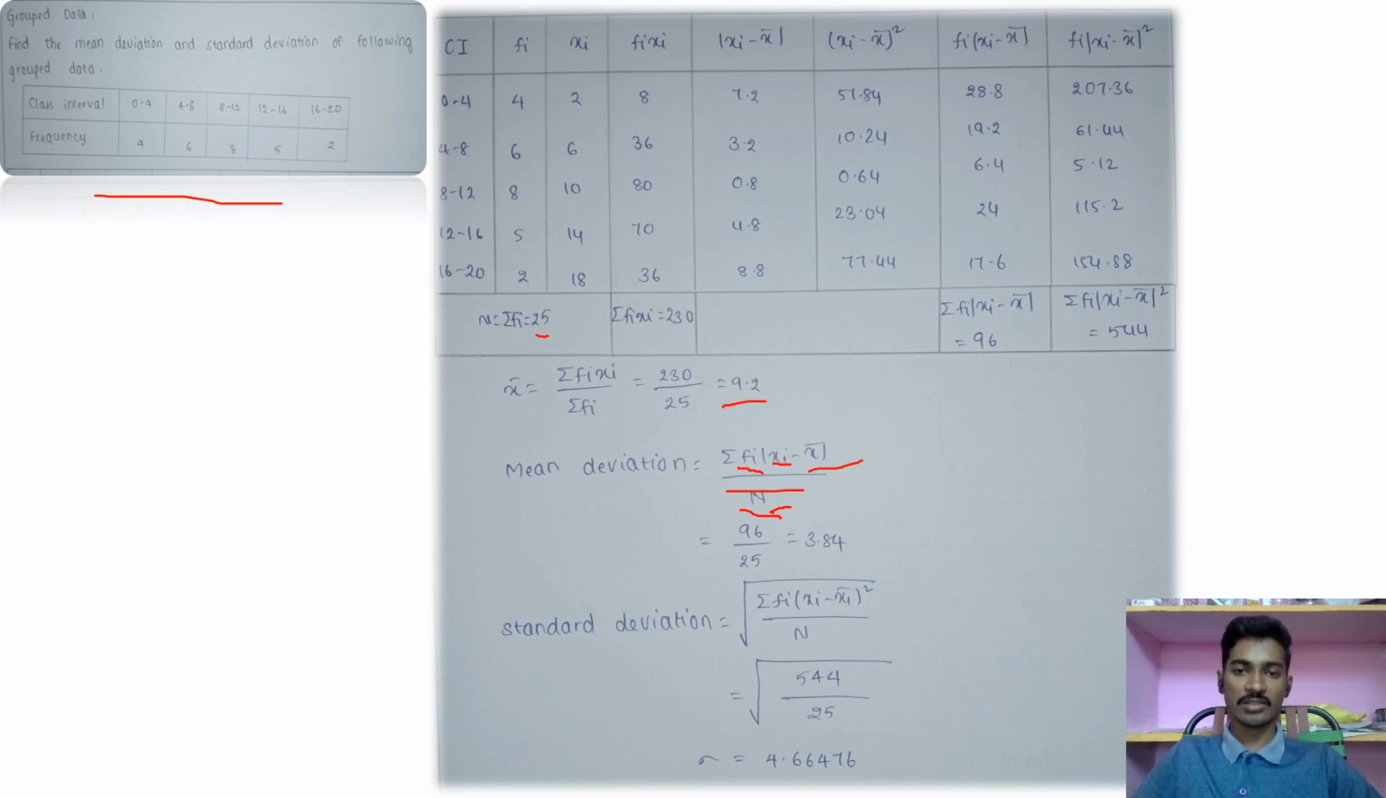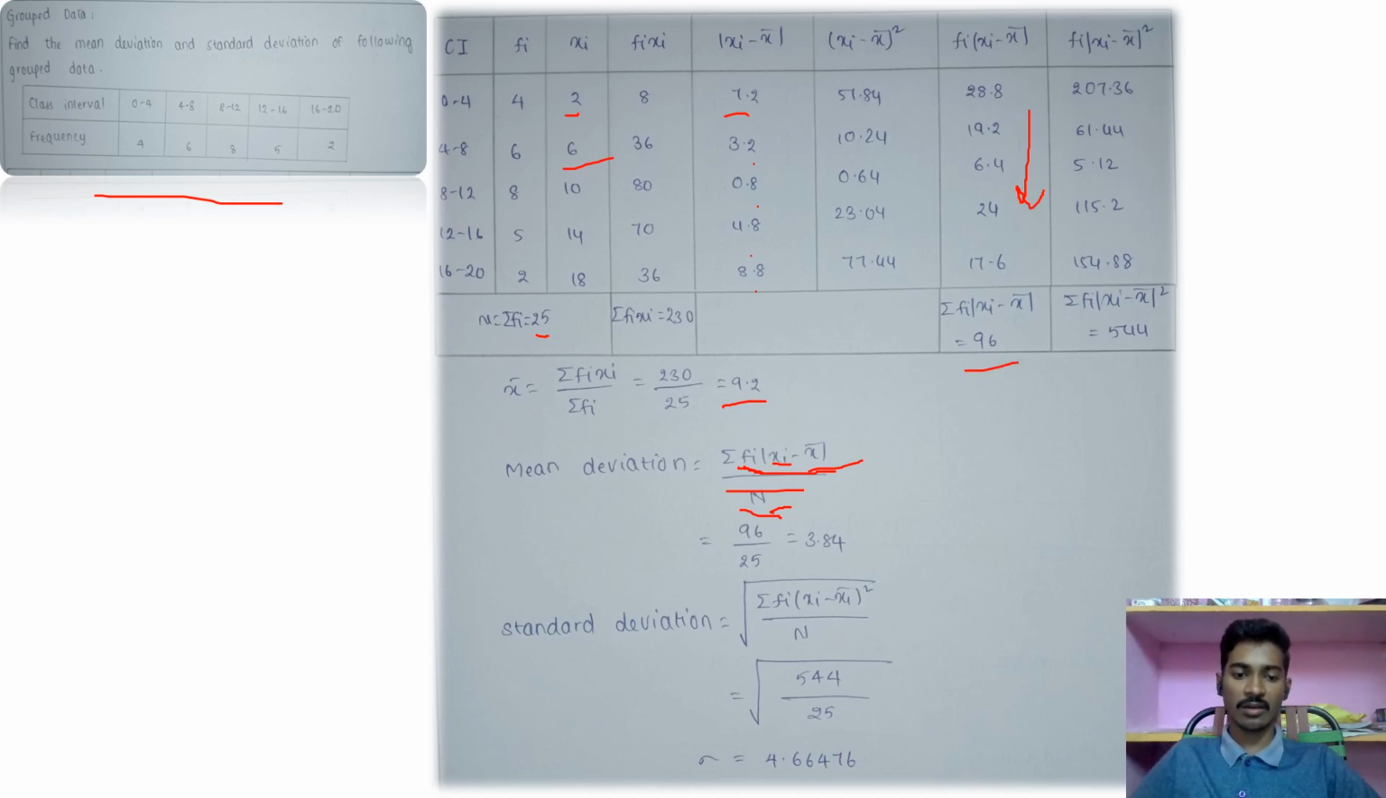Now xi minus x bar is equal to, here xi is 2 and x bar is 9.2. Modulus of xi minus x bar is 7.2, and for the others it is 3.2, 0.8, 4.8 and 8.8. Now we have to multiply it with fi, as in the numerator we have fi into modulus of xi minus x bar. To find this term, we multiply fi and modulus of xi minus x bar. We get 28.8, 19.2, 6.4, 24 and 7.6. And by adding all these, we get sigma fi into modulus of xi minus x bar, that is 96.